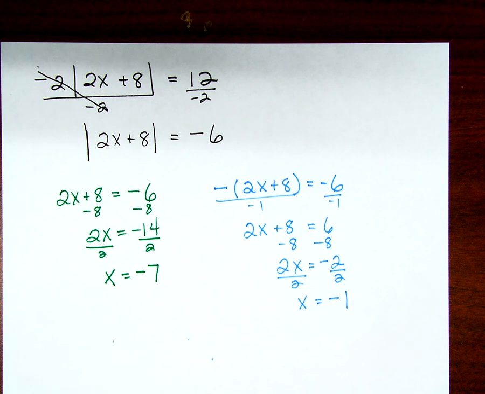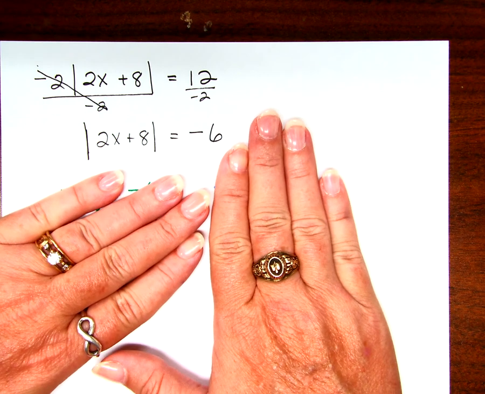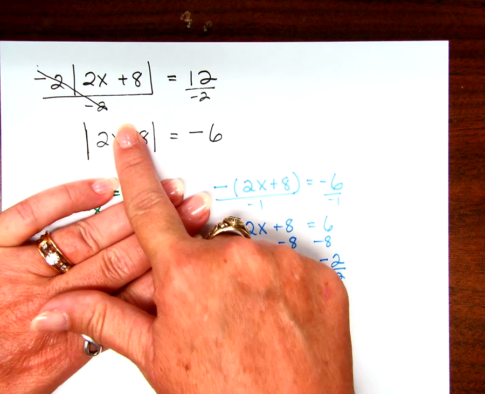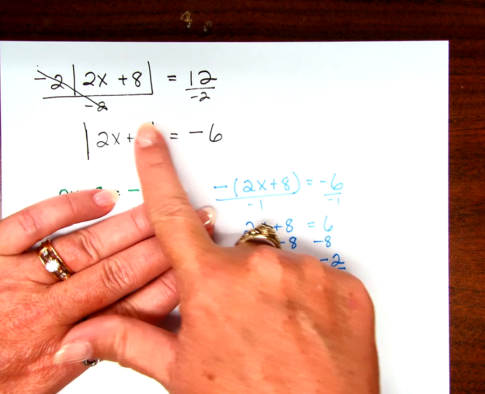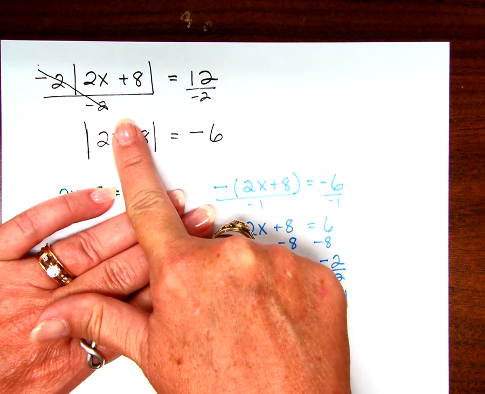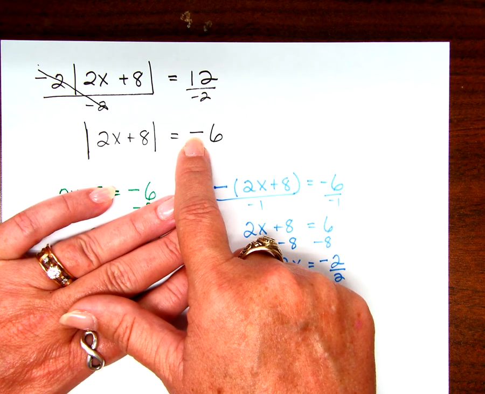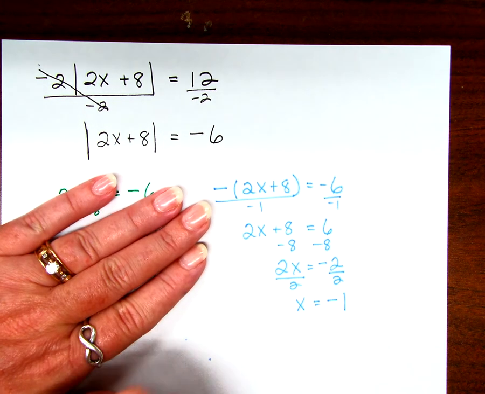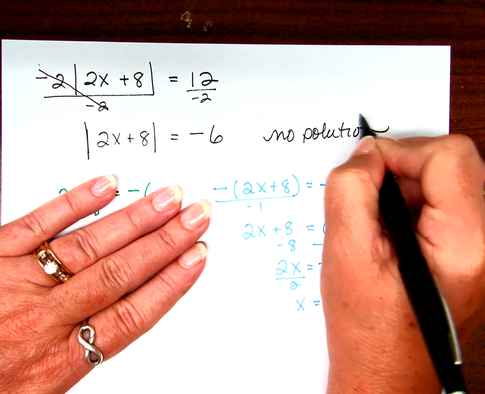Not that we did any steps wrong, but once we got here, tell me please, what number can we get out of the absolute value sign that will equal a negative 6? Will I ever get anything out of the absolute value sign that equals a negative anything? No. So once we got here, I could have written to the side: no solution.